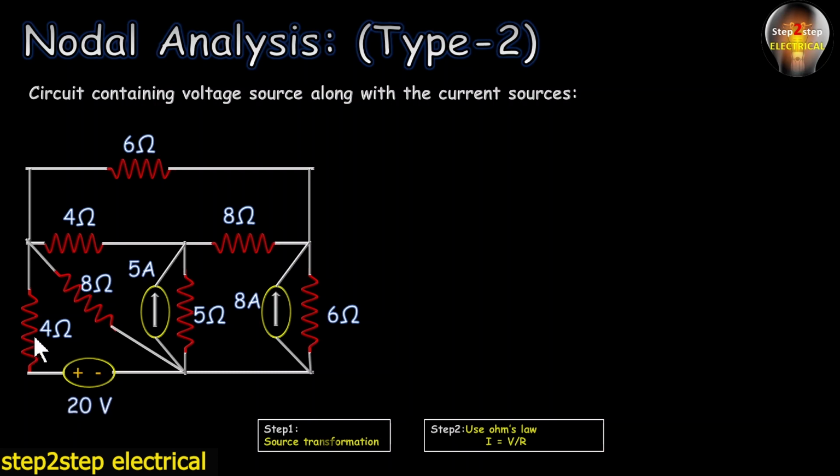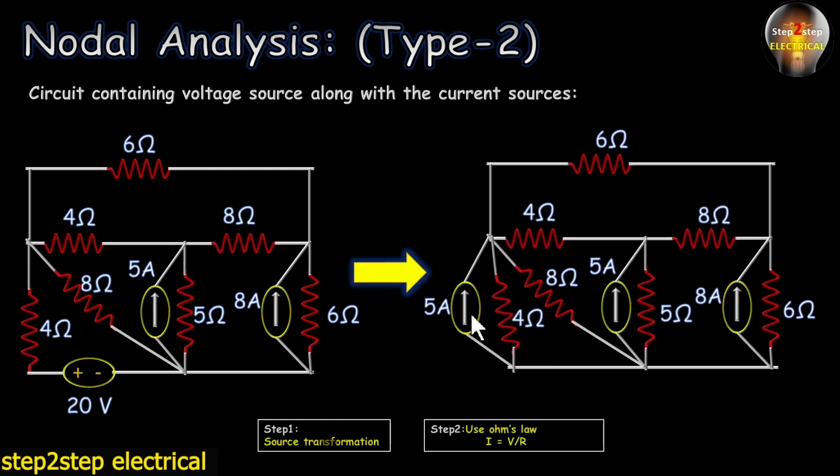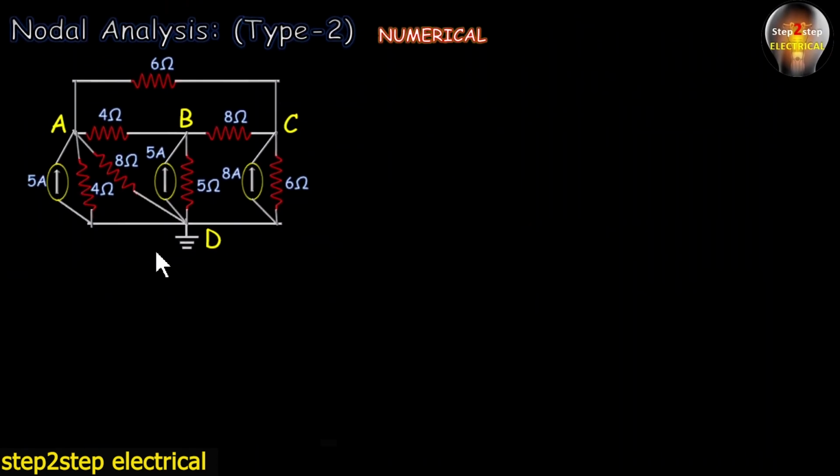If there is a voltage source in series with a resistor, then we can easily transform the voltage source into a current source. Again you can see that there are only current sources. Now this type 2 has become type 1, and you better know how to solve type 1. Okay, so let's apply KCL, and before applying we have to assume the names of the nodes. So let A, B, C and D be the nodes where D is the reference node.